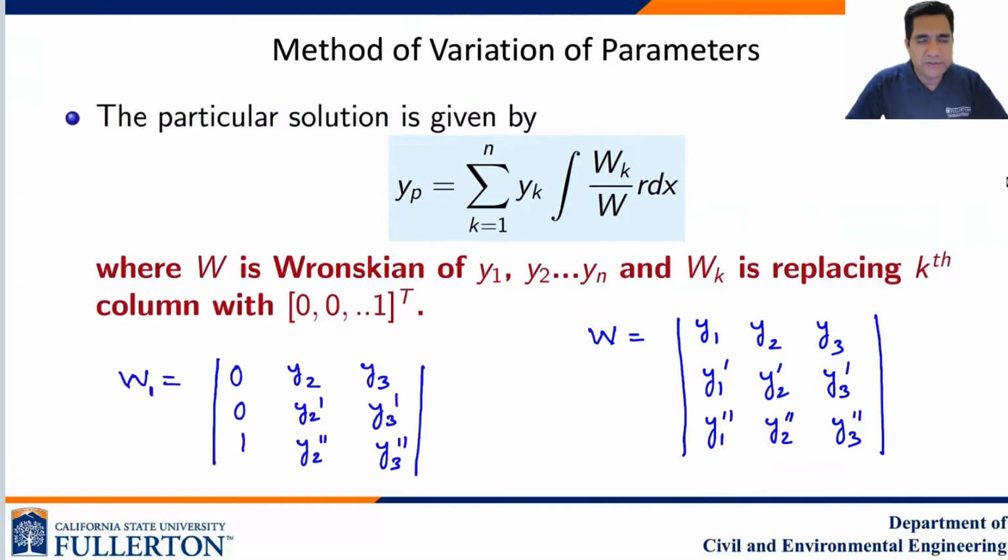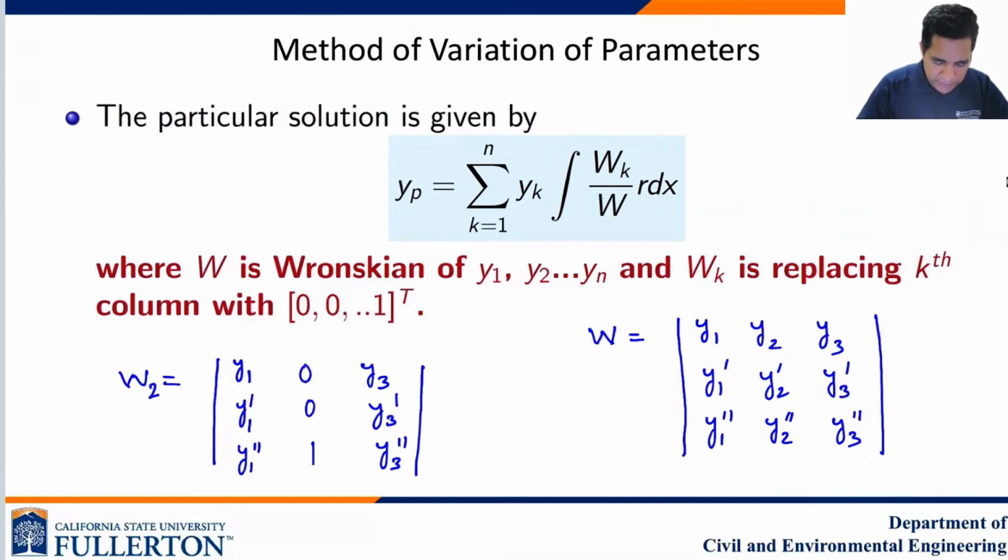Whereas Wk is going to be simply replacing the kth column with 0, 0, 1. In this case, the first column, you can replace with 0, 0, 1, and you will get W1. To get W2, you can replace the second column. And to get W3, for example, you can replace the third column with 0, 0, 1.